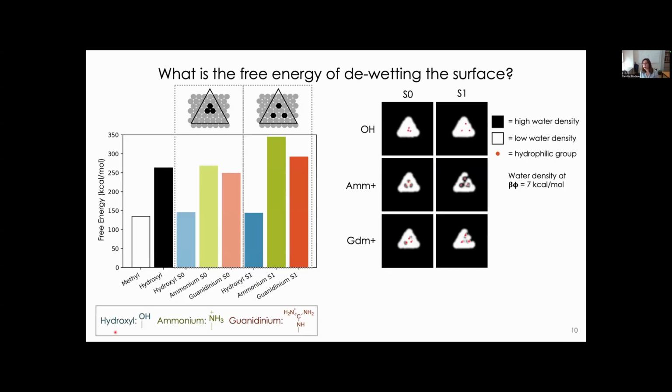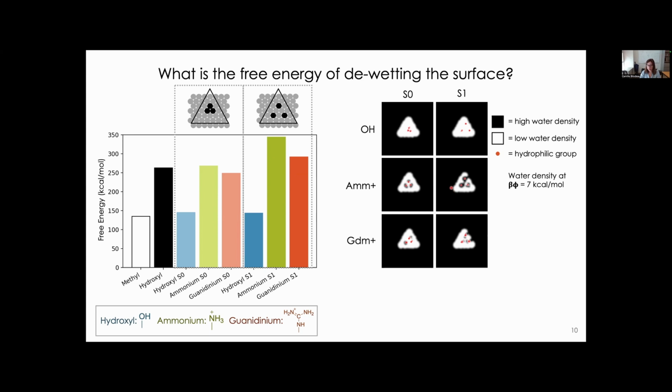And so to try to understand a little bit more about what was going on here, we decided to look at what water was doing near the surface. So here I'm plotting water density at the interface at a fairly high INDUS potential. So we've removed most of the water from the INDUS cavity. And black refers to high water density, and white tells you where we've removed water from, and the red shows the hydrophilic groups. And so what you can see is that in the hydroxyl surface, we've removed most of the water from the hydrophilic groups.